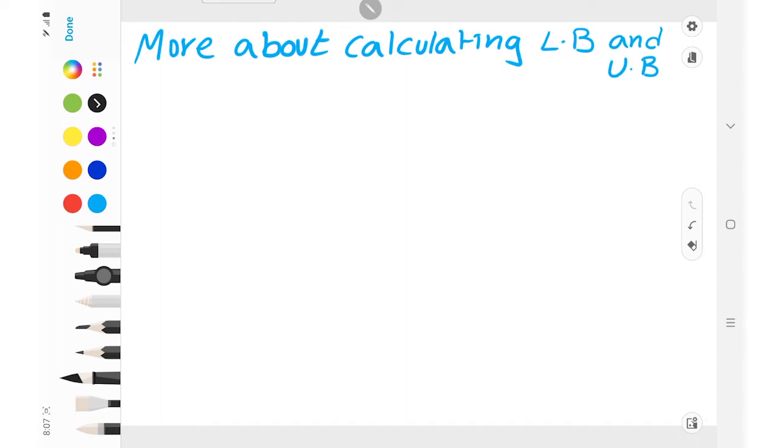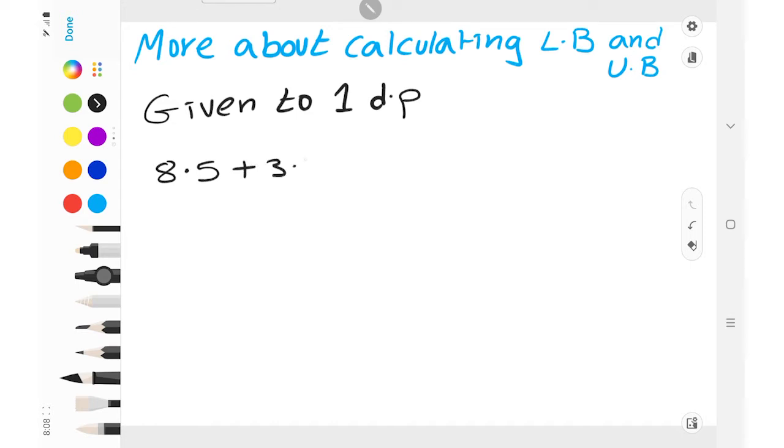So this question today will be given to one decimal place. When I round the lower and upper bound, I want to round it to one decimal place, and I need to get my number. So let's start. 8.5 plus 3.6 divided by 6.8. Okay, I need to find the lower and the upper bound for all the numbers, then I will do the calculation.